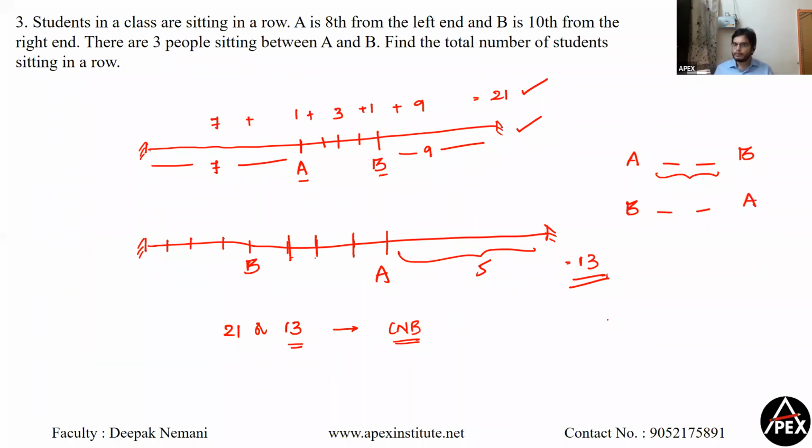Clear? I hope this is clear. Any doubts, guys? Quick responses. So if you have 21 and 13, then the answer will be cannot be determined. The answer for this question should be cannot be determined. Now can I move to the next question, guys?